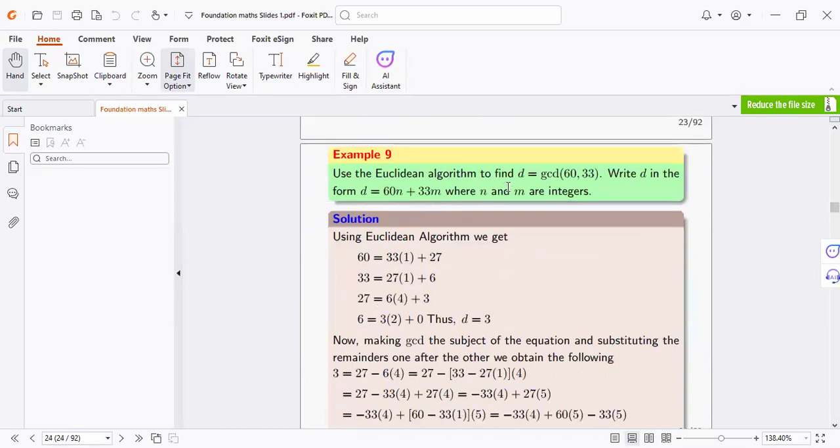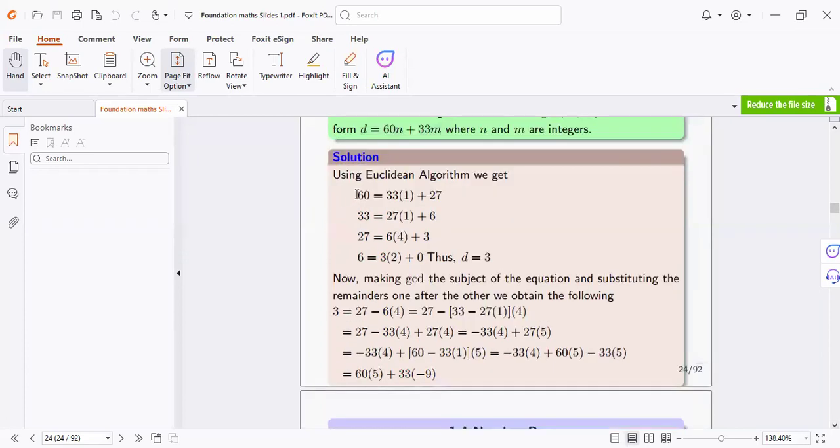Use the Euclidean algorithm to find D, the GCD of these two numbers. Then write D as a linear combination of 60 and 33. This part we already know how to do. Once you've done that, the GCD is the last non-zero remainder, which is 3. Then let's make that 3 the subject of the formula.